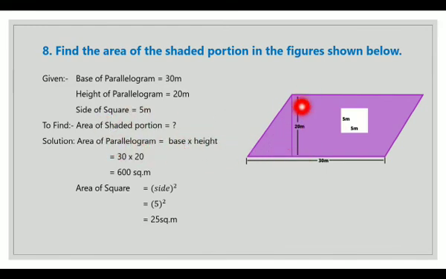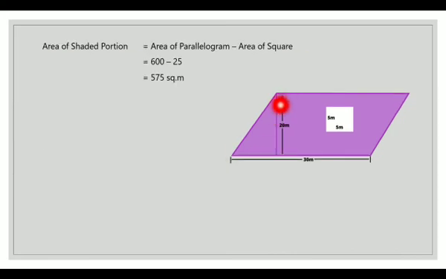Solution: area of parallelogram equals base into height. So 30 into 20, that is 600 square meter. Area of square equals side square. So 5 square, which is 25 square meter. So area of shaded portion equals area of parallelogram minus area of square. So when we subtract, we get the area of shaded portion, that is 600 minus 25, which is 575 square meter.